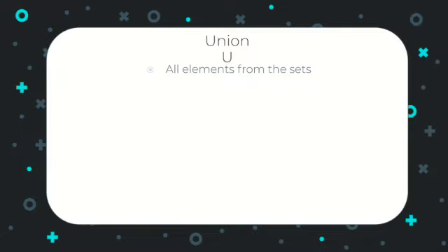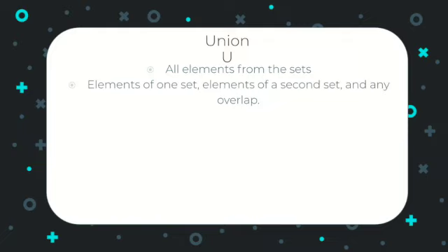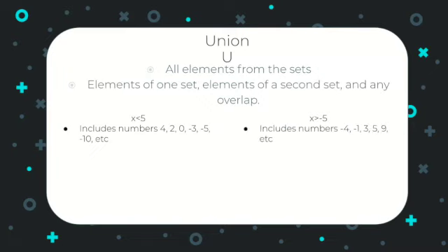Now, a union can be all elements from the sets. The elements of one set, the elements of a second, and any overlap are considered part of the union. And we'll take a look at another example here soon. But let's use that same inequality from the previous example. Same numbers, same inequalities. Now, if we take the union of these two, it's technically all real numbers. And we'll take a look at that in just a moment.